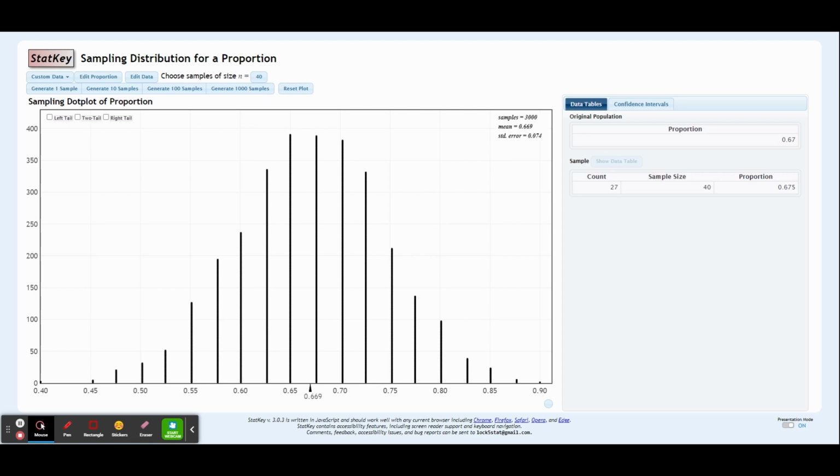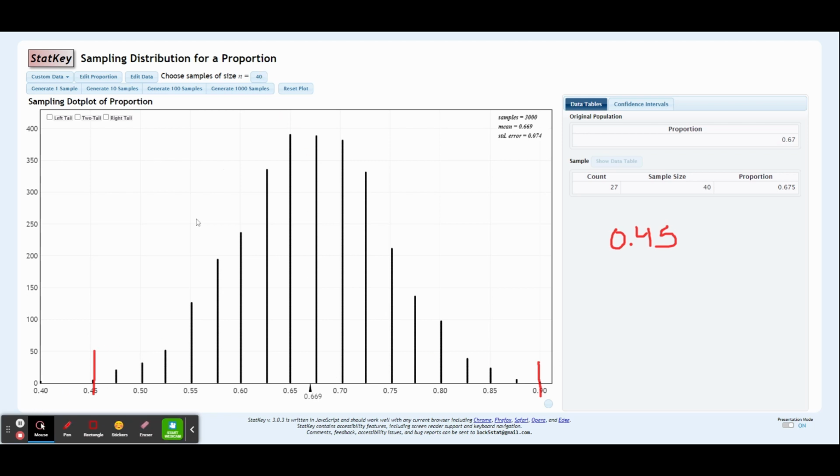Now, one thing I want you to notice, we've talked about shape, it's approximately normal. We've talked about center, it's the population proportion. Now we want to talk about spread. You will notice that these sample proportions go from about 0.45 to about 0.9. So we get a range of 0.9 minus 0.45. Now, what would happen to that spread if we changed the sample size?